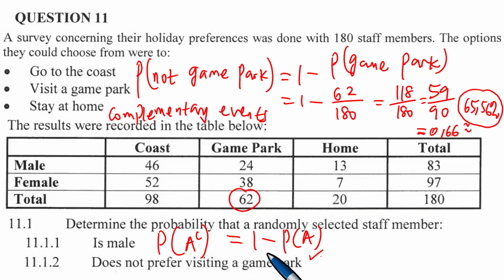So now A and A complement are called complementary events. So the probability of not game park will be 1 minus the probability of game park. What is the probability of game park? Game park is this one in this two-way table. The total for game park is 62, so the probability of game park is 62 out of the total. The total is 180. So now the probability of not game park is 1 minus the probability of game park. Game park is 62 out of 180. And the answer is 118 over 180, which is 59 out of 90, which is 0.66, which is 65.56%.